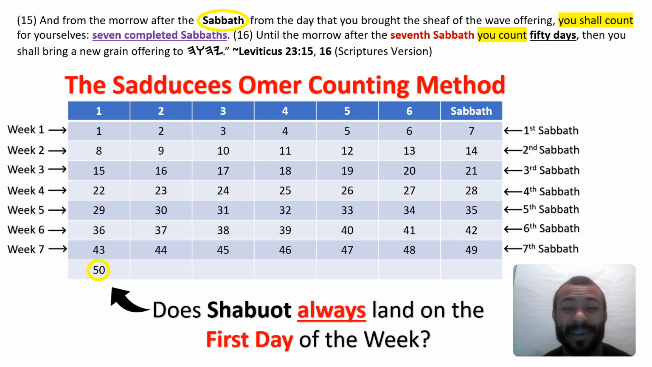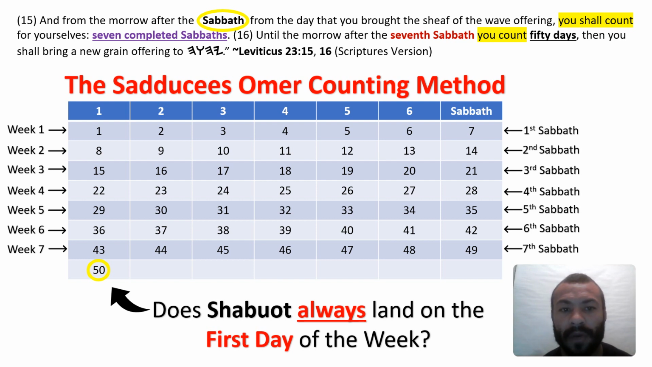And today we are looking at verses 15 and 16 again of chapter 23 of Leviticus. These two verses are critical to being able to understand how to count the Omer correctly. And I'm going to go ahead and read it again from the scripture version.